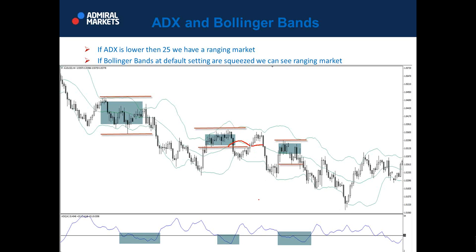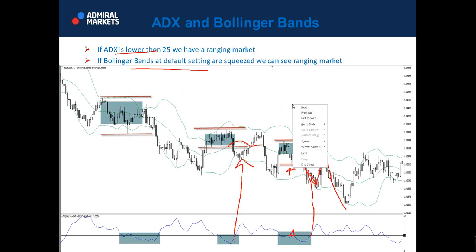Look at this, this is very flat. And look at how ADX has spotted the ranging market. So we want to see it going down. This is also the range, this is also the range, and this is the breakout of the range. You can also see the ADX indicator has signaled the breakout, retest, breakout. Okay, so that's ADX and Bollinger Bands.